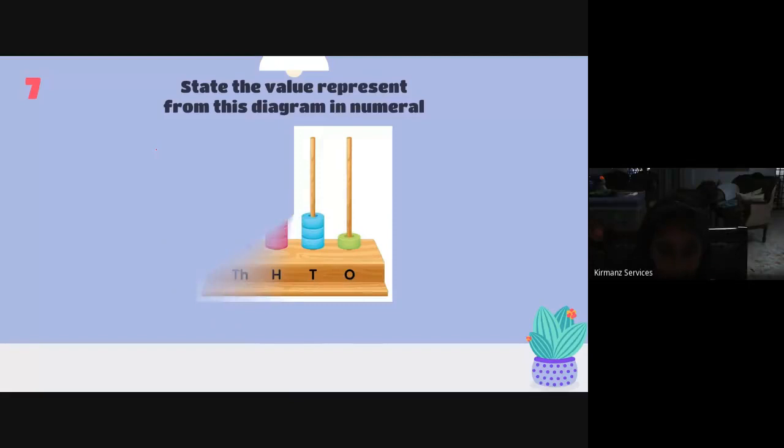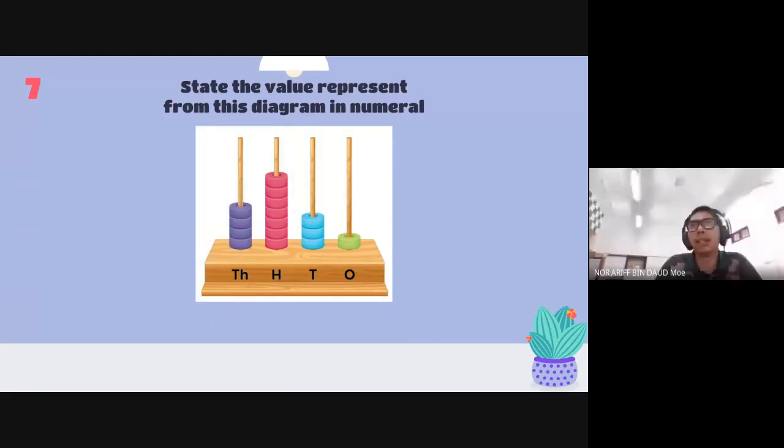Okay. How about this one? I want to ask Alisa. Mana Alisa tadi? Saya dah nampak ada Alisa. Berapa jumlah dia Alisa? Berapa jumlah dia Alisa? Tak nampak ke?